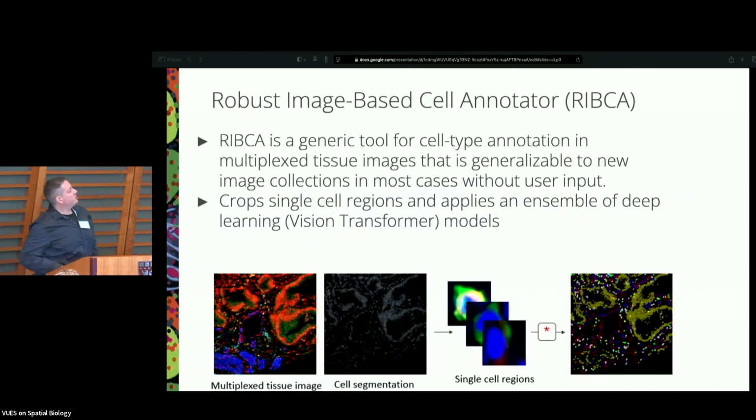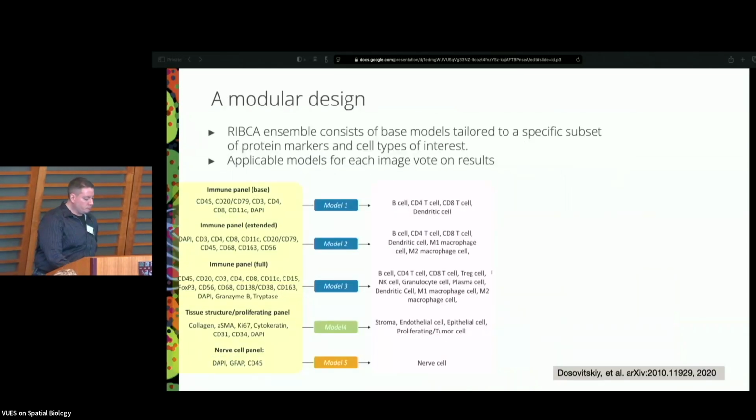It crops the tissue image after cell segmentation, gets the single cell region for each with some soft masking, and applies multiple vision transformer models from different panels to each to give a cell type assignment, which is an ensemble of cell type assignments from the different models that are actually voting, then with confidence scores.